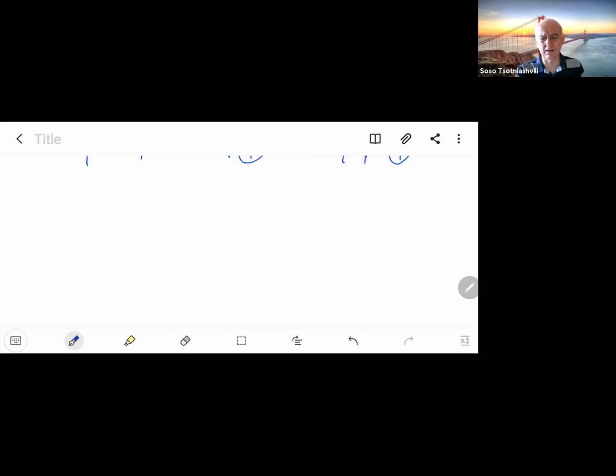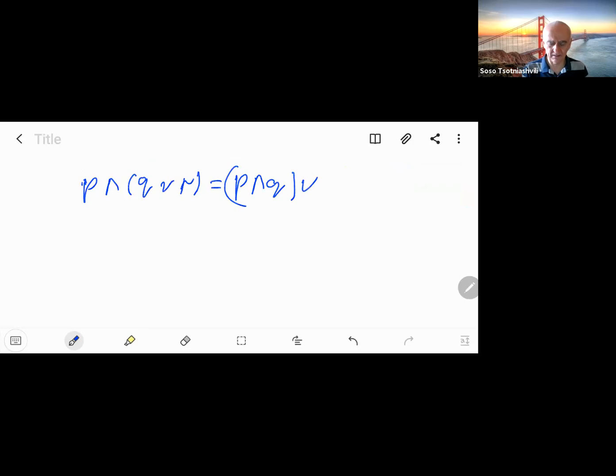All of these logical equivalences can be proved by truth table. And for example, what about the distributive law? Here we have two distributive laws. And let's rewrite the first one. So P and (Q or R) is equivalent to (P and Q) or (P and R).